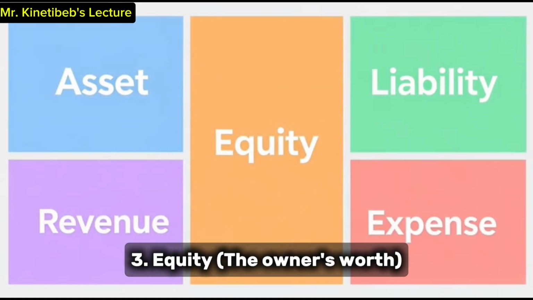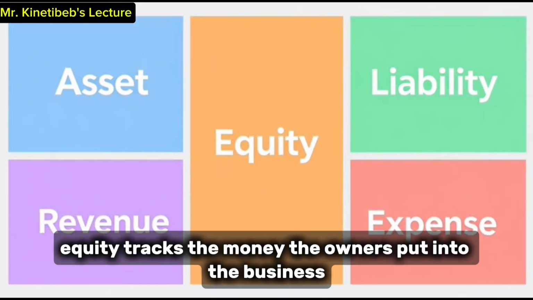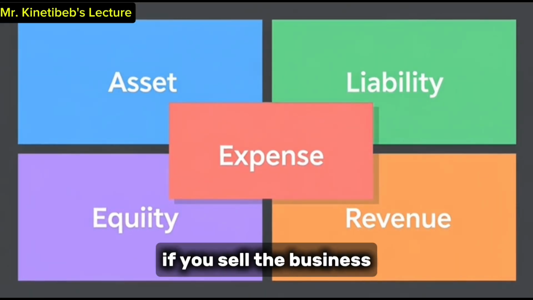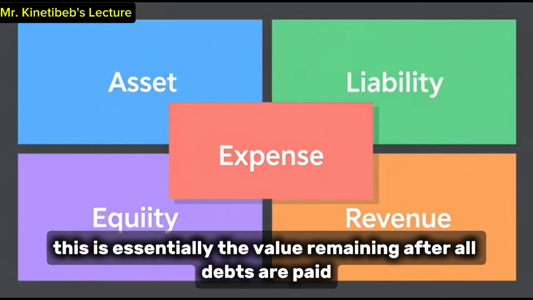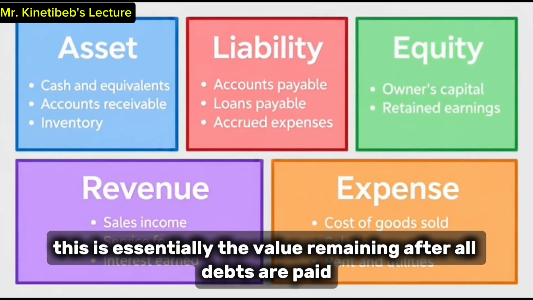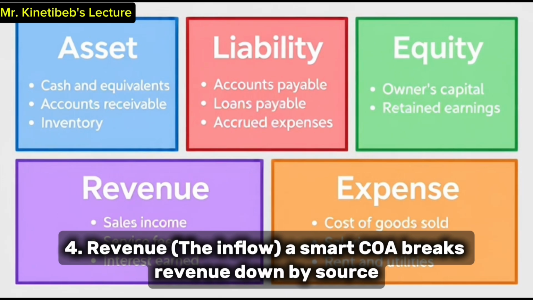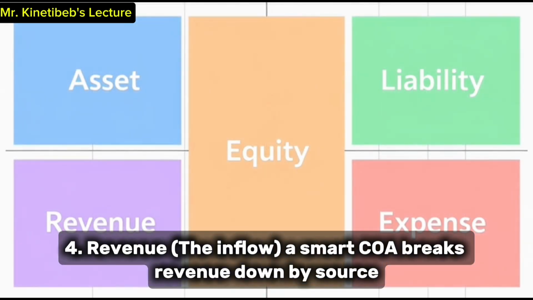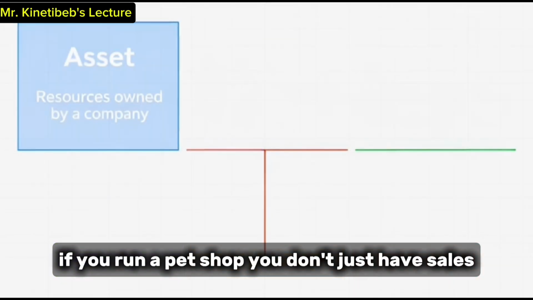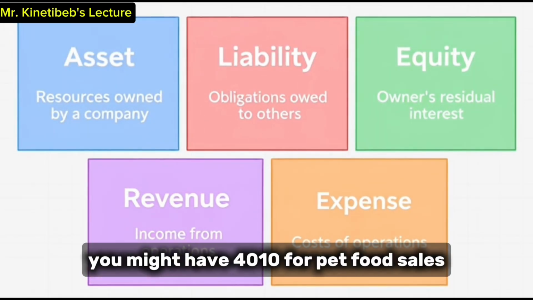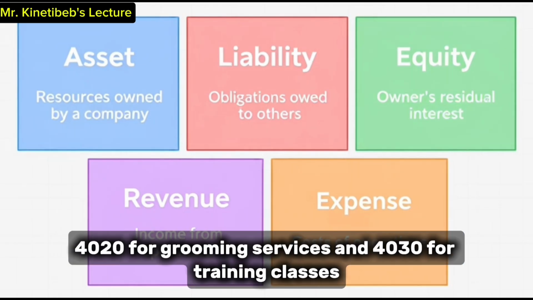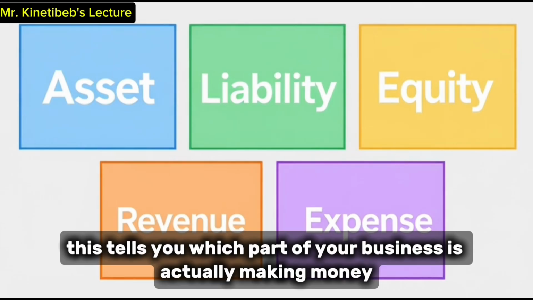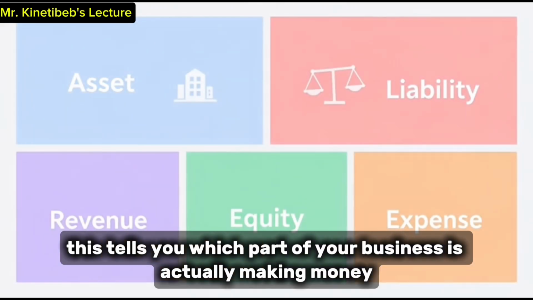3. Equity, the owner's worth. Equity tracks the money the owners put into the business and the profits that stay in the company. If you sell the business, this is essentially the value remaining after all debts are paid. 4. Revenue, the inflow. A smart COA breaks revenue down by source. If you run a pet shop, you don't just have sales. You might have 4010 for pet food sales, 4020 for grooming services, and 4030 for training classes. This tells you which part of your business is actually making money.